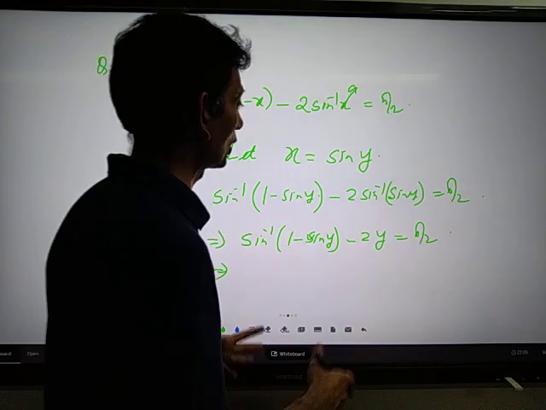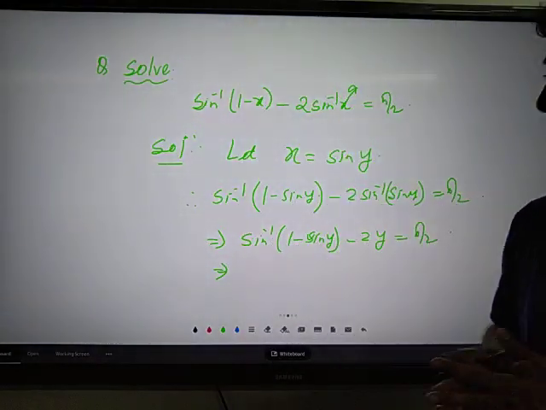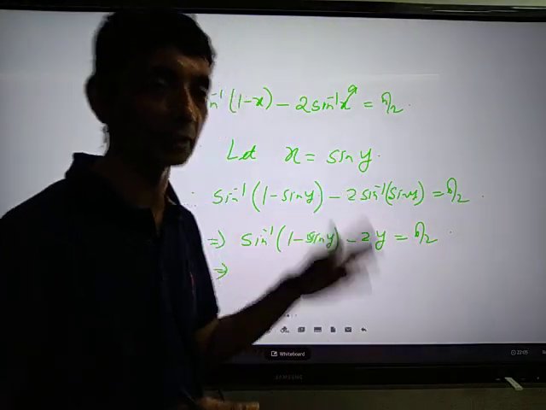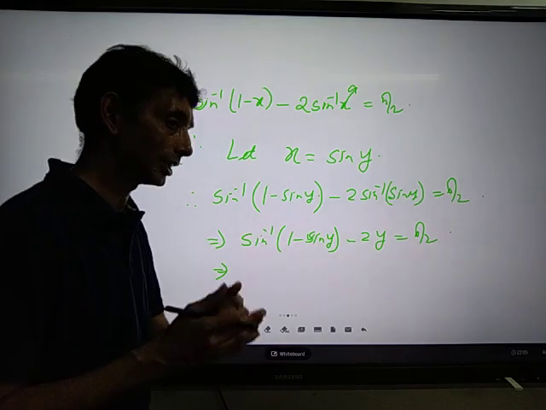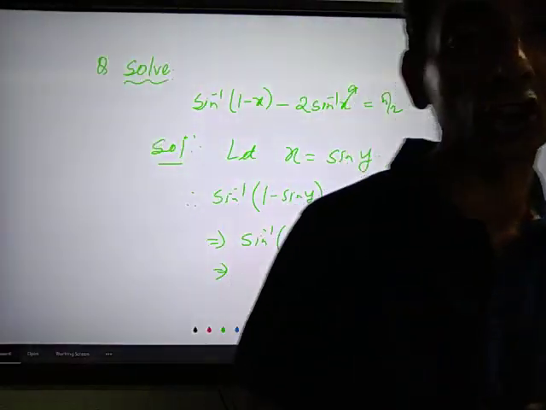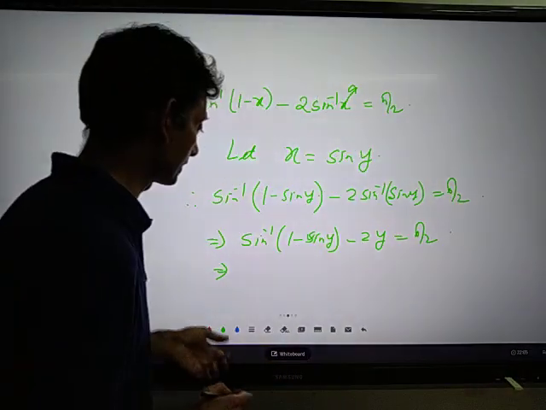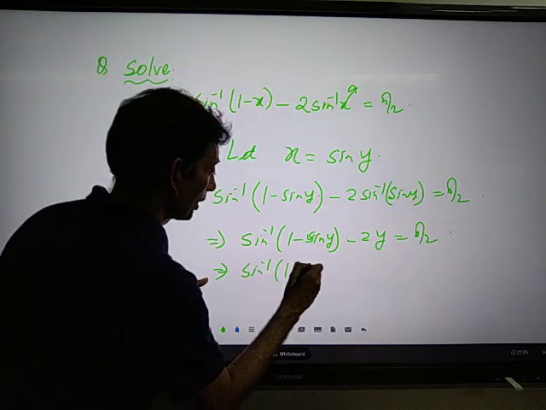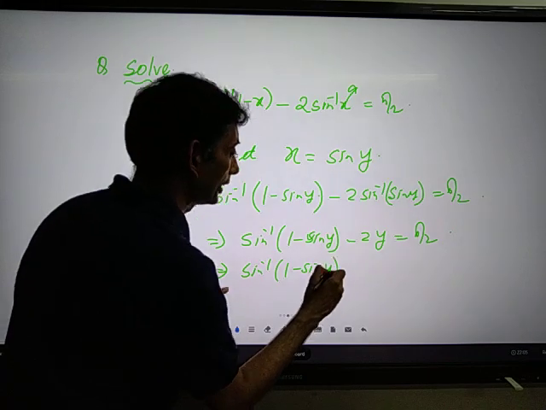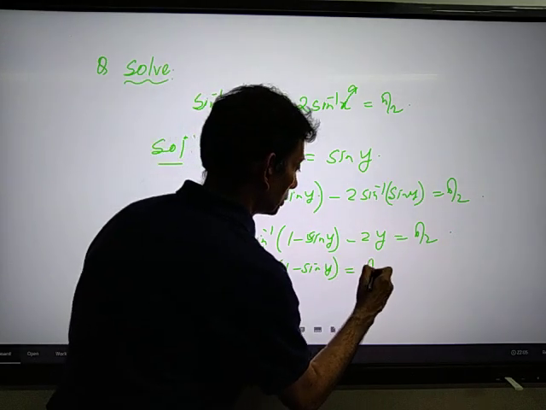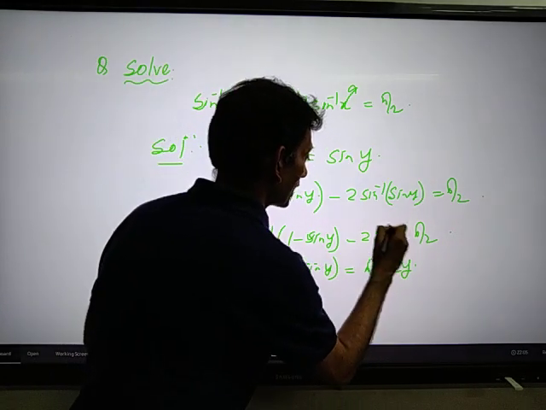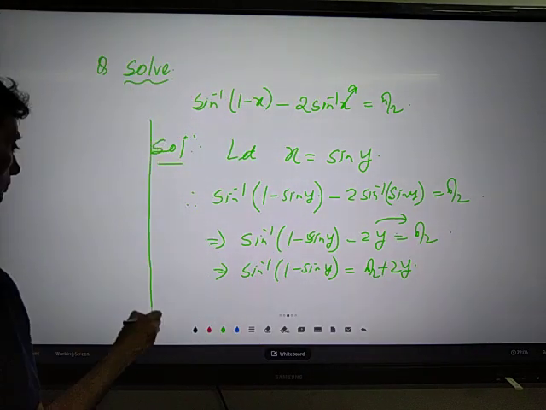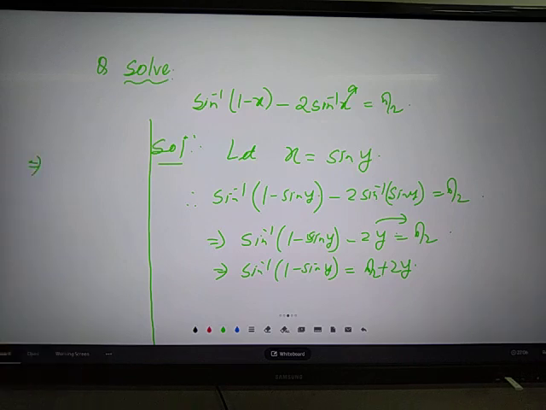If you are solving this, try to pause the video, first solve it yourself and then compare the answers. Then you will definitely enjoy it, in case you can solve by yourself. Okay, next: sine inverse (1 minus sine y) equals pi by 2 plus 2y. You transpose 2y to that side. What is the next step?